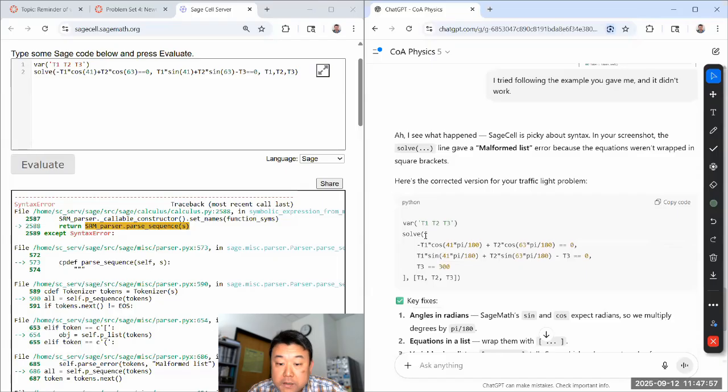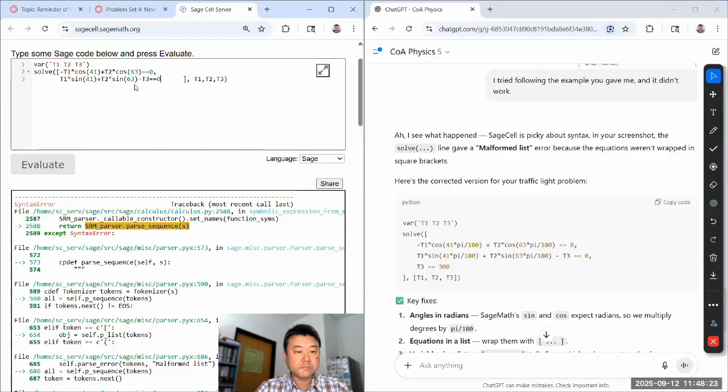Oh wow, it fixed everything. Oh wow. So read it carefully. The corrected one. Yeah, you have to enclose your equations into the bracket. This makes it a list. You can do line breaks if it helps you with readability. You don't have to. And so let's say I wasn't reading all that carefully and I didn't enter this.